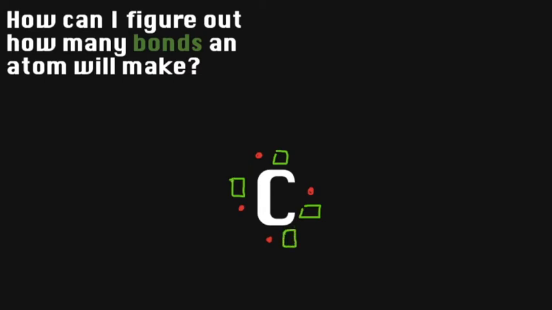Right? Because there's 8 spots total, 4 of them are filled by valence electrons. So, the question is here, how many bonds will carbon make? And the answer is that carbon will make 1 bond for every space it needs to fill. So that means that carbon is going to make 4 bonds, right?